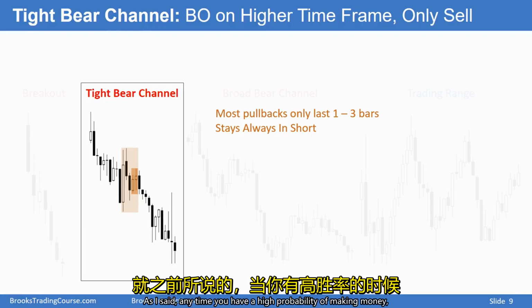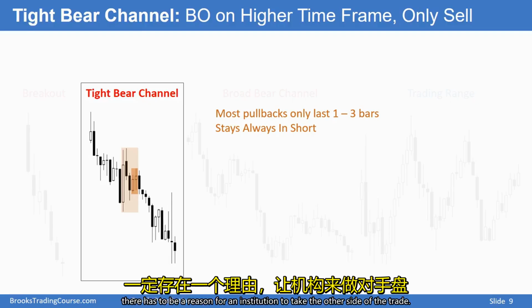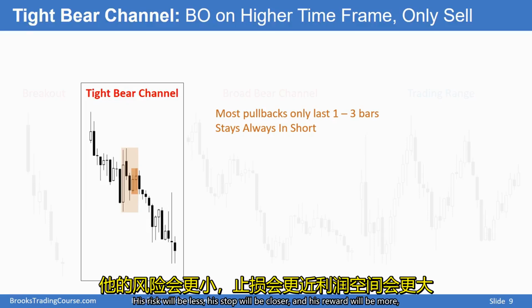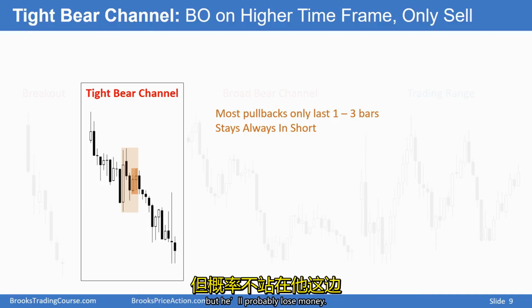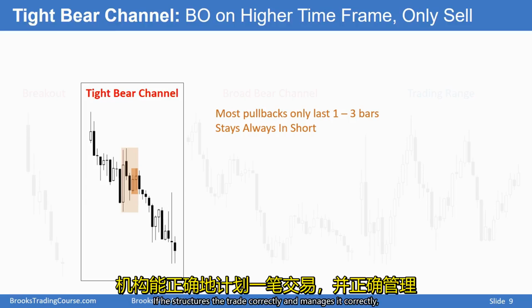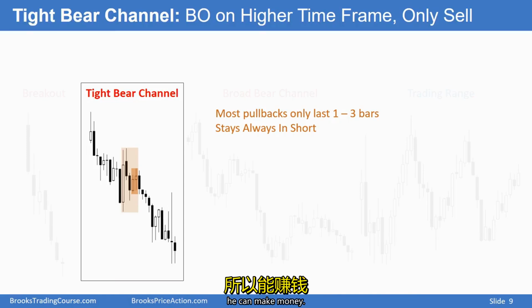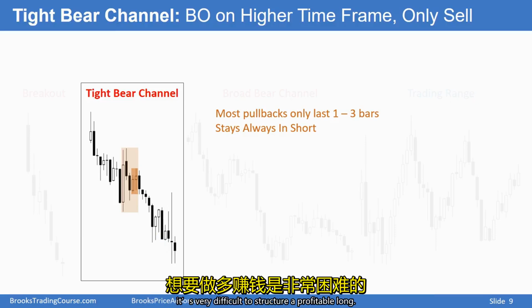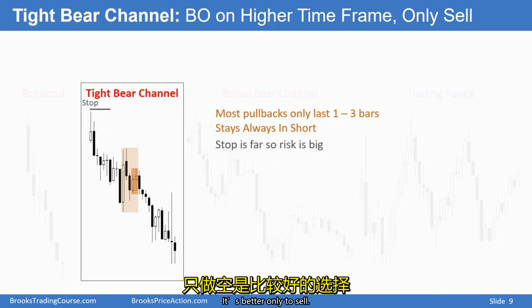And as I said, anytime you have a high probability of making money, there has to be a reason for an institution to take the other side of the trade. He gets risk reward. His risk will be less, his stop will be closer, and his reward will be more, but he'll probably lose money. If he structures the trade correctly and manages it correctly, he can make money, but as an individual trader, if you see a market that looks like this, it's very difficult to structure a profitable long, so it's better only to sell.